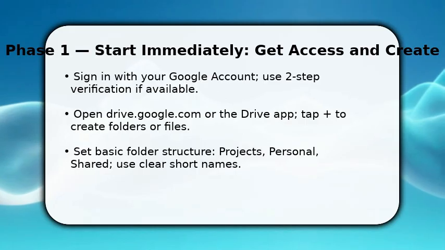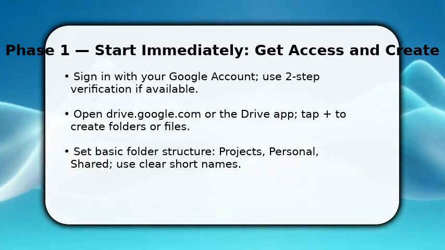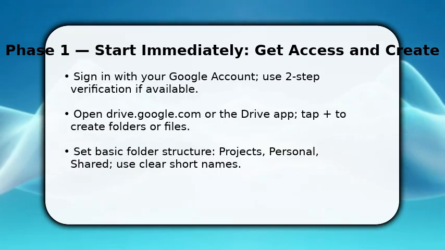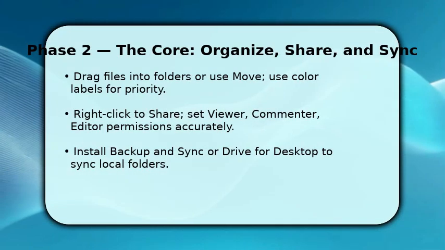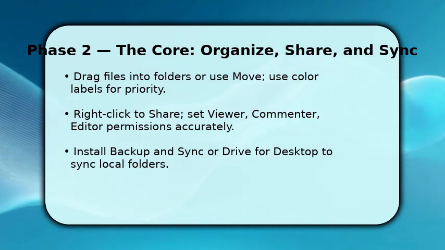Make sure to enable two-step verification for security. This prevents accidental lockouts and protects shared files from unauthorized edits. Now organize purposefully. Move files into the right folders and apply color labels for urgent versus archive items.